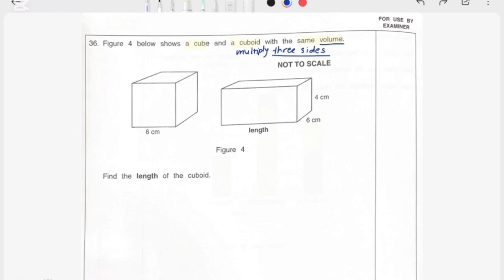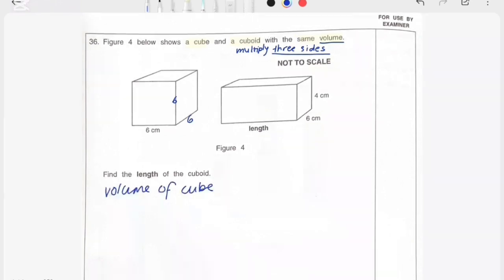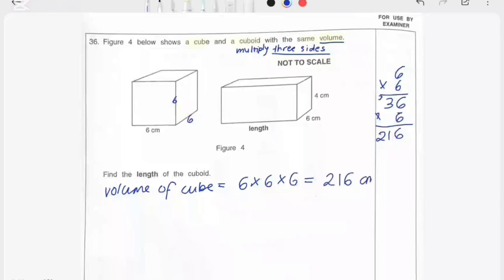but we do know that the cube is made up of squares, so all the sides are equal. If this is 6, then this is 6 and that is also 6. Volume of the cube is equal to 6 times 6 times 6. The answer is 216. So volume of the cube is equal to 216.